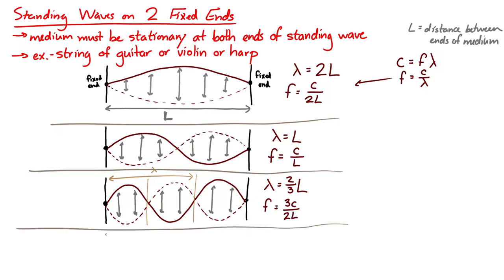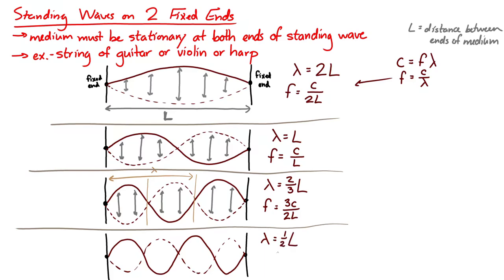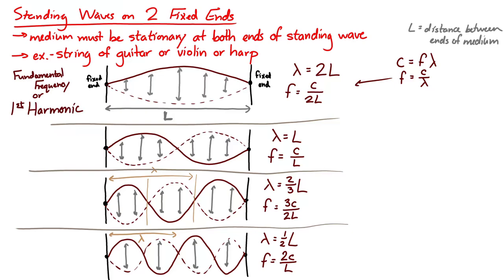And then the next largest would look like this. And in this situation, a full wavelength is half of L. And the frequency is equal to 2C over L. Now, we name these. The first one, that biggest one up there, is called the fundamental frequency. We also call it the first harmonic. And each of the other waves are named based on this harmonic.